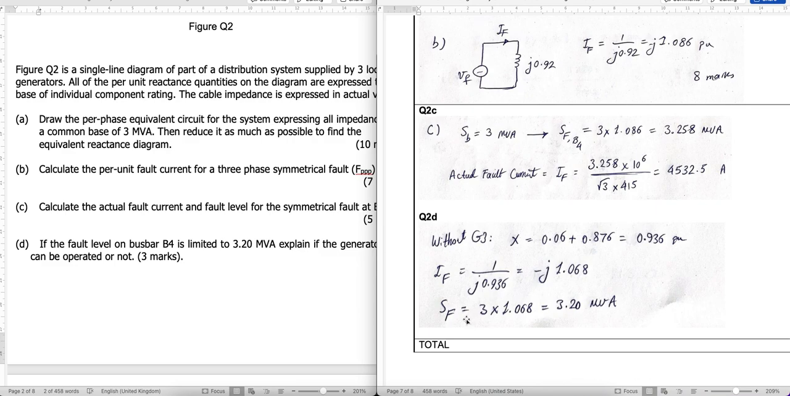And then you just times it by 3 because of the three phases. No, this is your base power, because this is per unit, and this is MVA. This is the actual value. Okay?